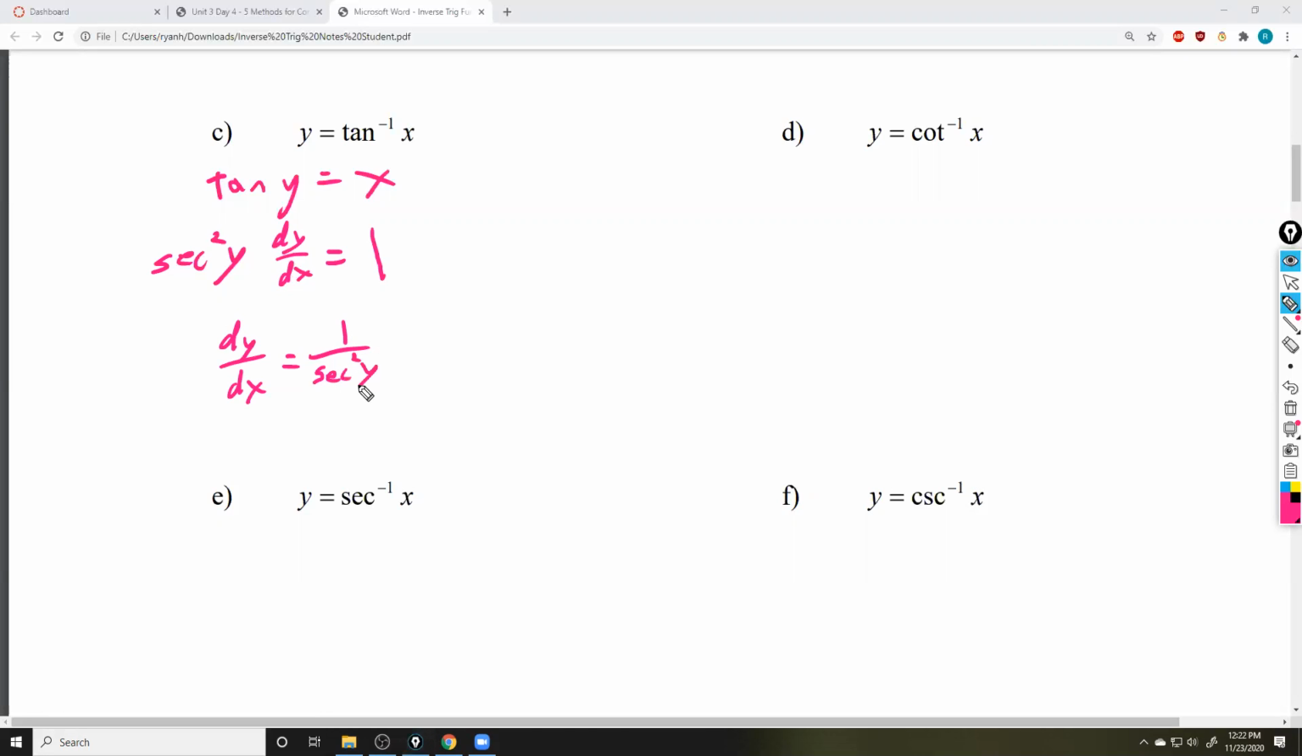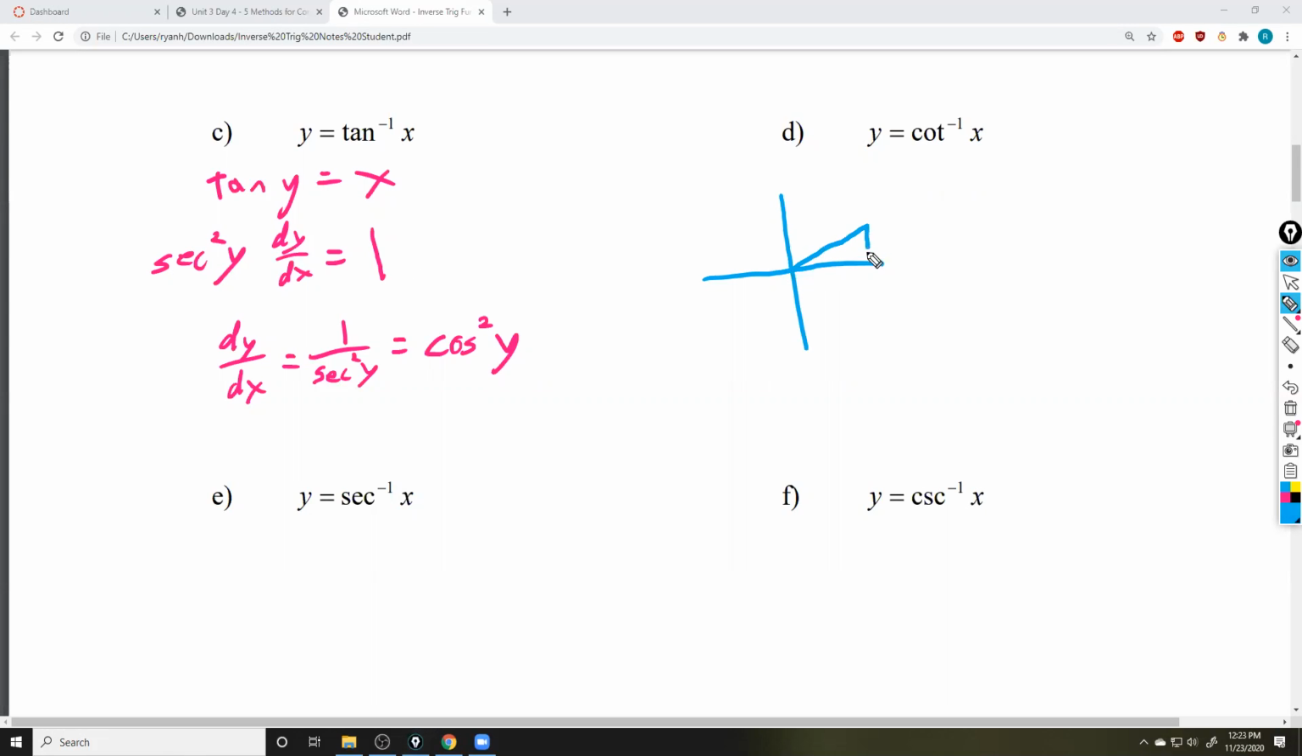secant squared of y. Well, 1 over secant is just cosine. So it's going to be cosine squared of y. And now we need to decide what cosine squared of y means. Well, let's take a look here. Tangent of y equals x.